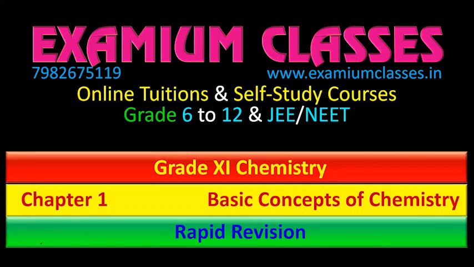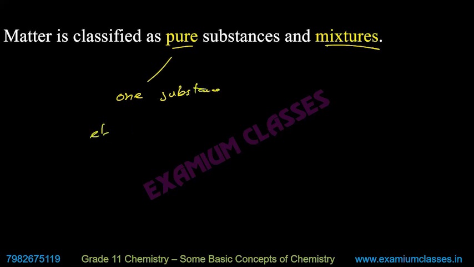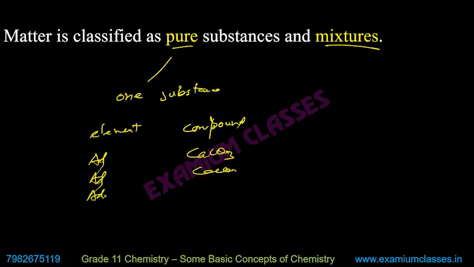When we say rapid revision, just quickly, matter is classified as pure and mixture. Pure means there is only one substance. One substance can be an element or a compound, but if it is an element, it will be that element only. For example, if it is aluminum, there will be aluminum, aluminum, aluminum only. If it is calcium carbonate, it will be calcium carbonate only, nothing else. So it will be pure.